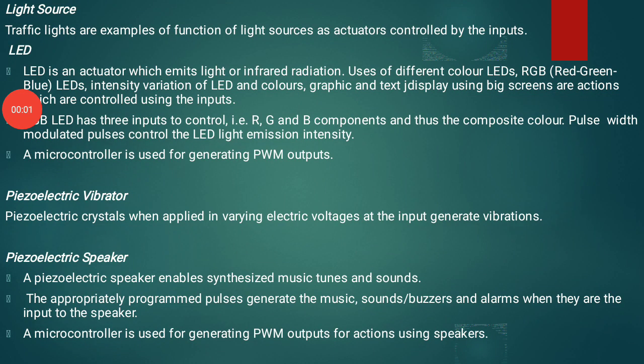Next our topic is the light source. Traffic lights are an example of a function of a light source as an actuator controlled by the input.